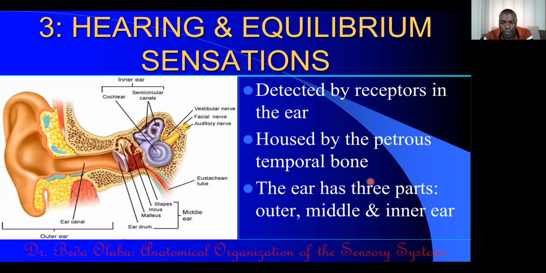Now, from an anatomical point of view, the ear has three parts. You have the outer ear, middle ear, and the inner ear. And I want us to look at the anatomy of the ear in greater detail than that.